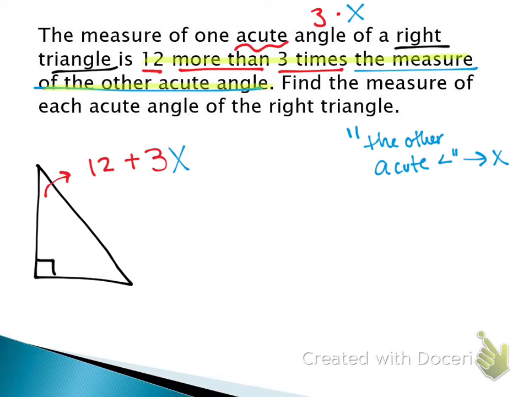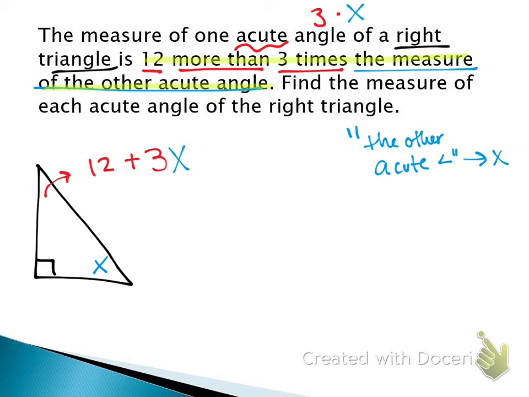So right now I've labeled a right angle. I've labeled 12 more than 3 times the other acute angle. What do we call the other angle? X. Most common mistake is that people forget to label this third angle. It is X. It is the other acute angle.